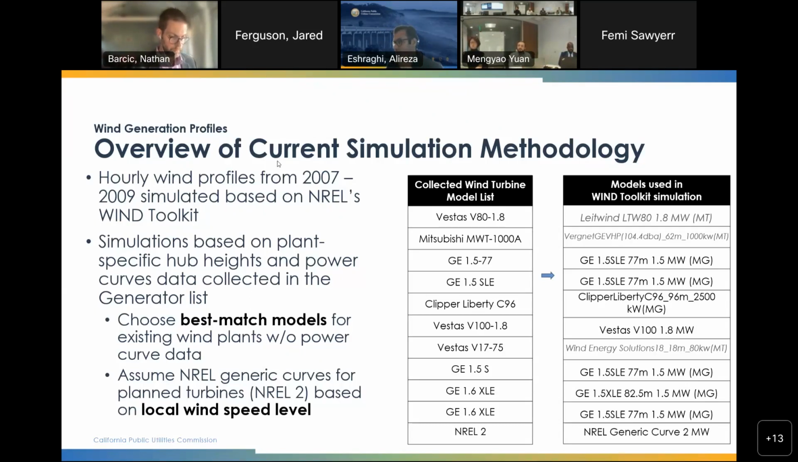So again, the temporal resolution that we get for these hourly profiles for wind matches that which we have from solar, which is from 2007 to 2009. And again, all of these end up getting aggregated up at the end of the day. But this is the process that we use and the core set of input assumptions that we have for developing wind profiles for both existing and new resources.